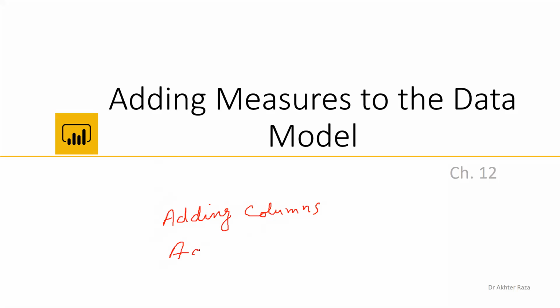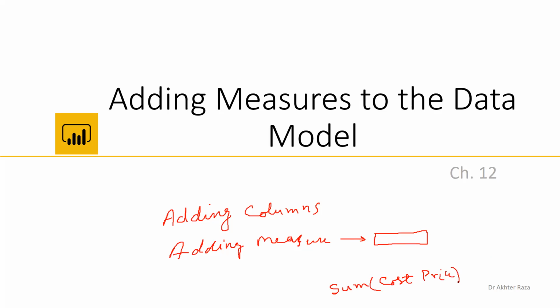And adding measure. Another thing is adding measure. If we want to calculate total, average, sum, count, these will be stored instead of a column. It is stored in cells. Most of the time it is based on a single entry. If we have a cost price column and we want to calculate the sum of the cost price column, the sum of the cost price column will be a single entry that may be stored in a measure.